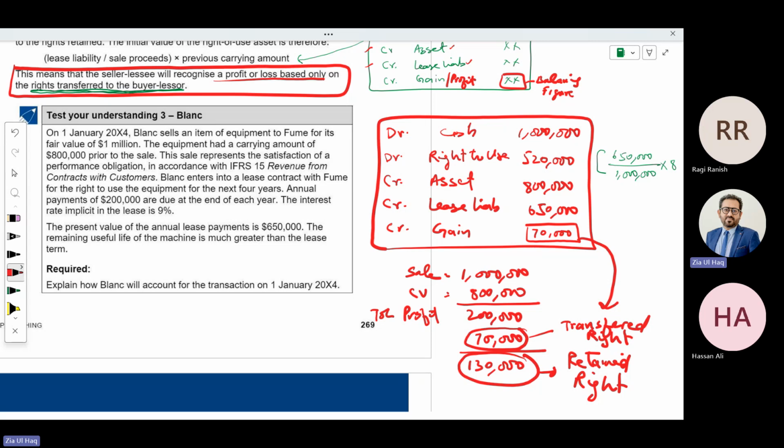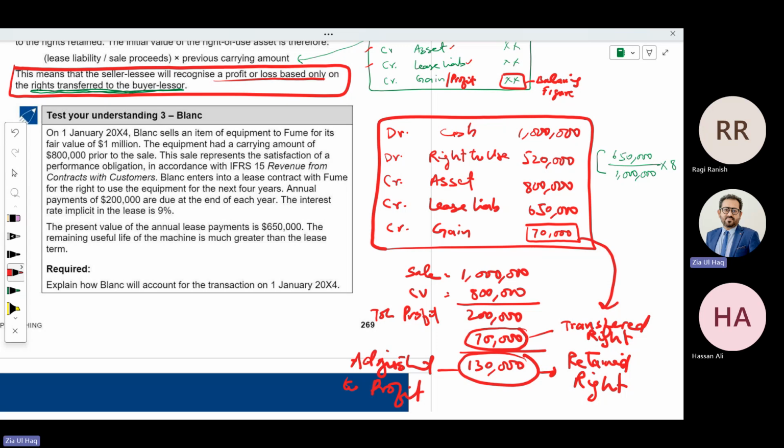If the examiner asks what adjustment you are making to the total profit to calculate the right transferred, that adjustment is the retained right. This is the adjustment to the profit. Because once in a past paper, the examiner asked this in an MCQ. The same scenario was there. The examiner asked what was the adjustment to the profit relating to the right transferred to the lessor.